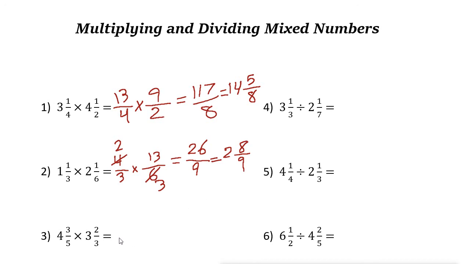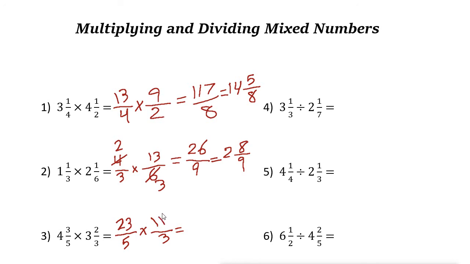Let's take a look at the next example. Do the same thing. We need to have two new fractions. The denominators are the same. It's 4 times 5, 20 plus 3 is 23. Times 3 times 3, 9 plus 2 is 11.